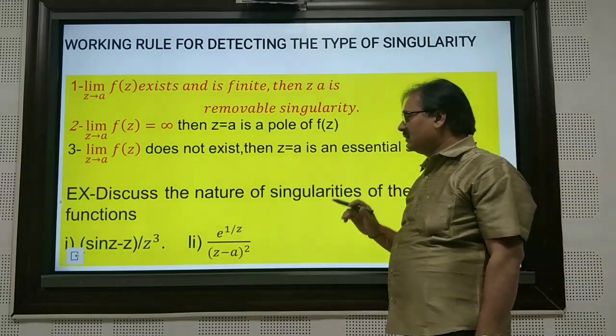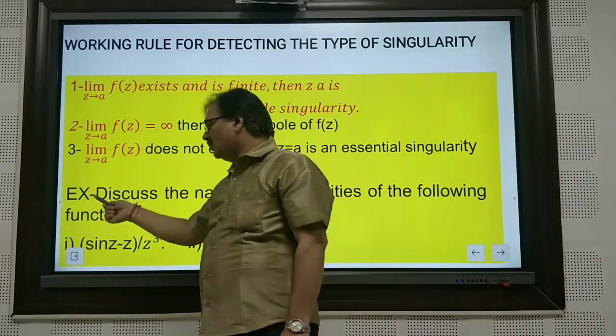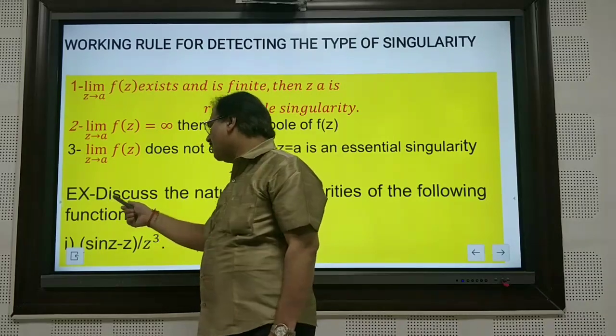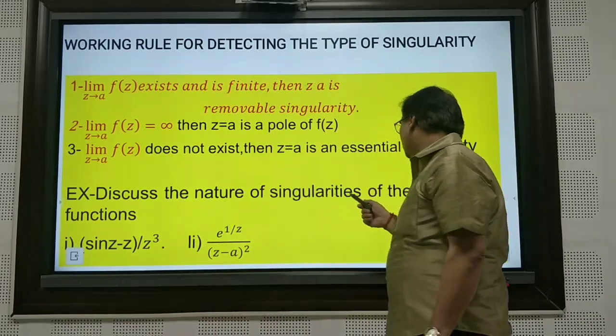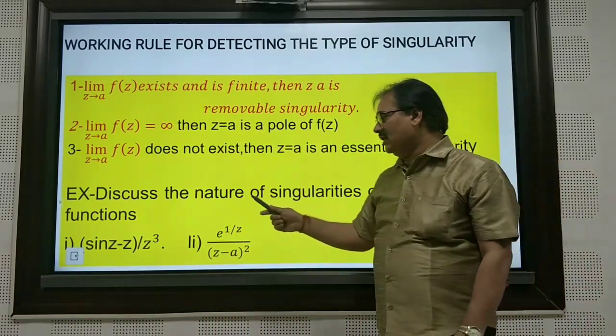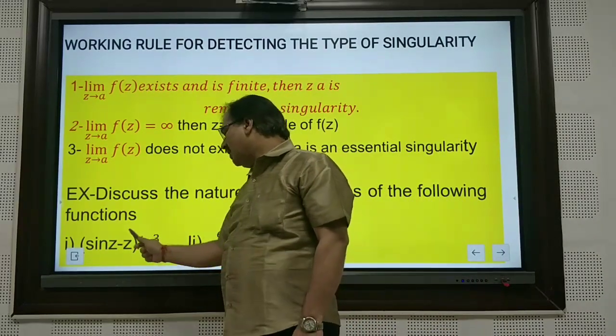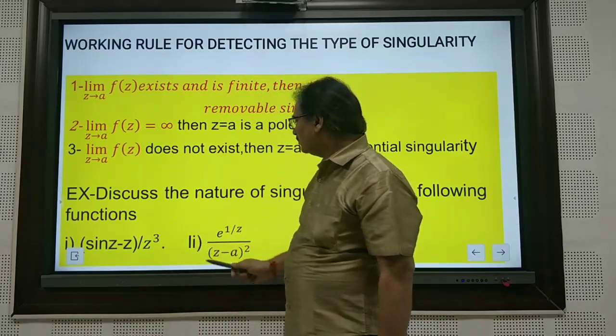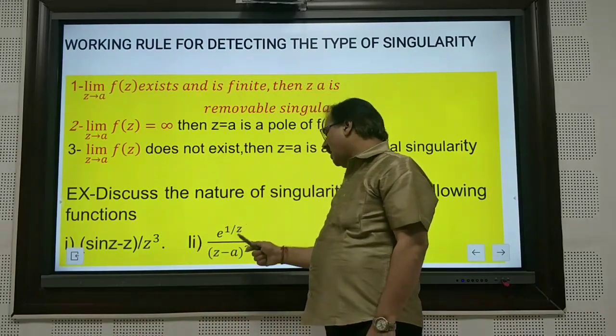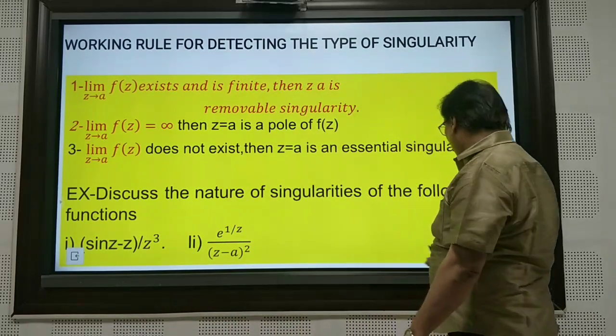Now, just for the sake of an example, I have taken two examples here to discuss the nature of singularities of the following functions. The first function is (sin z minus z) divided by z cubed. The second is e to the power 1 by z divided by (z minus a) whole squared.